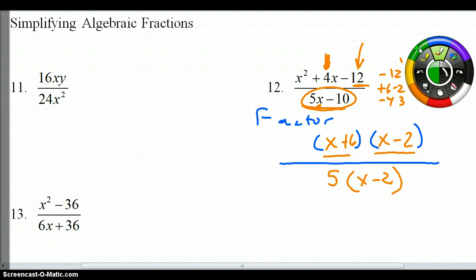Now, if I'm multiplying and I have the same factor in the numerator and the denominator, anything over itself is 1, so I can cancel those x minus 2 factors out, and my final answer will be x plus 6 all over 5. So that's a little tricky. When you have trinomials, you want to factor and then simplify.